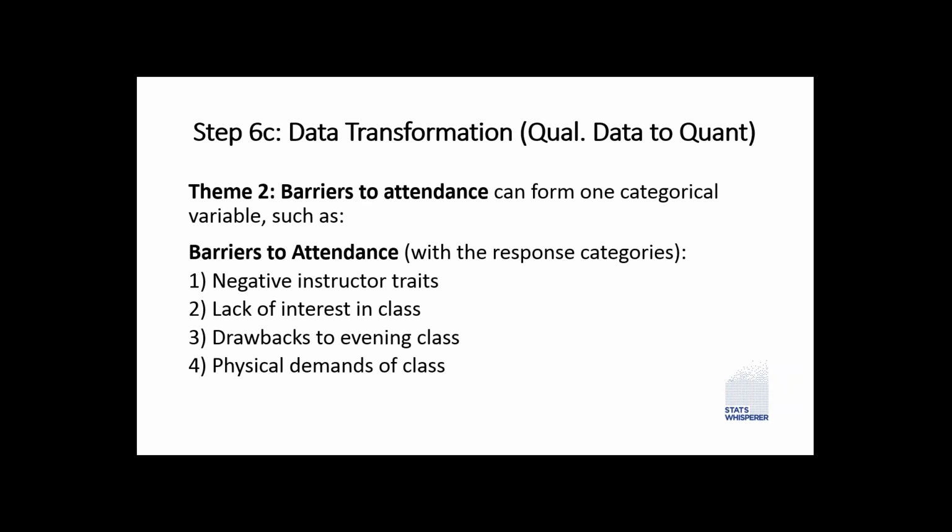Or, as we said, we could create one categorical variable called barriers to attendance, where each response category is one of the subthemes. So it would be one variable called barriers to attendance, and the response would either be 1, 2, 3, or 4. You might have to create more responses, because you'll see if a respondent indicated 2 of those. So 1, 2, 3, 4, and 5 might be if they said negative instructor traits and lack of interest. That might be category 5, if there are combinations.